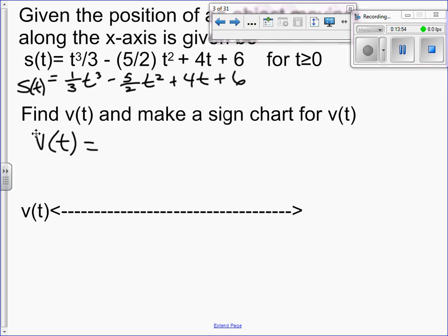All right, who's got the velocity function? Cameron? Excellent. Did the rest of you get that for the velocity? Now, I want to make a sign chart.